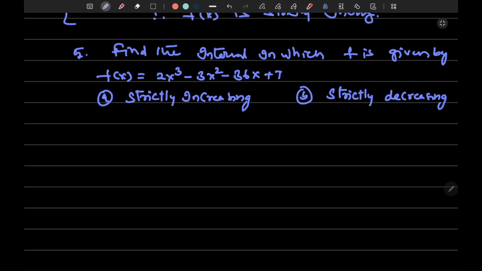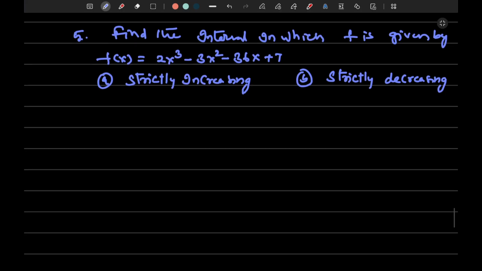See this. What is the question? Find the interval in which the function f given by f of x equals 2x cube minus 3x square minus 36x plus 7 is strictly increasing, strictly decreasing. Where it is strictly increasing, where it is strictly decreasing. The same concept. We should find f dash of x.